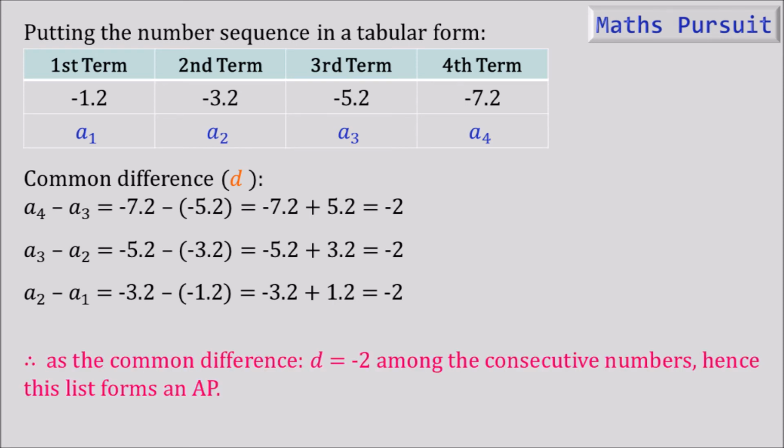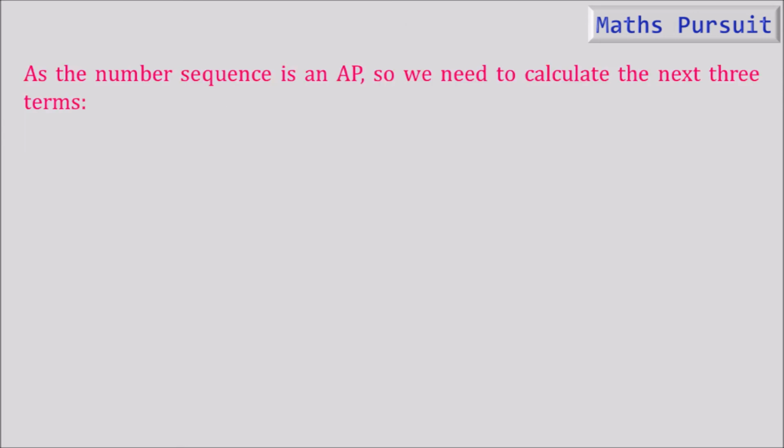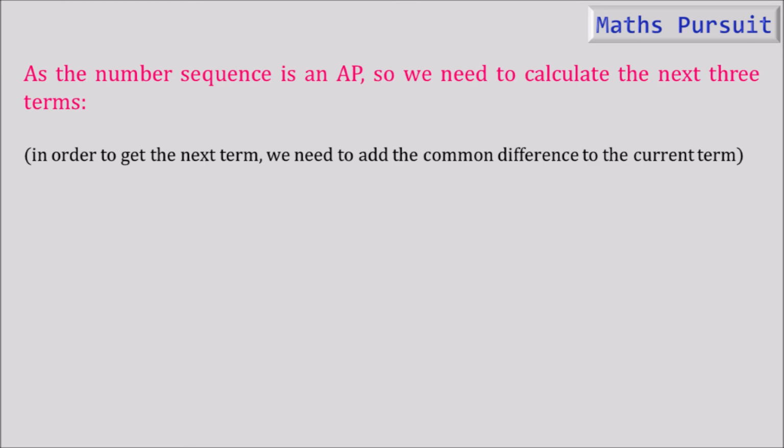Therefore, as the common difference D is equal to minus 2 among the consecutive numbers, hence this list forms an arithmetic progression. We very well know, guys, that if the common difference is the same among the consecutive numbers, then that forms an arithmetic progression. So, as the number sequence is an arithmetic progression, we need to calculate the next 3 terms. This is what we need to do as per the question. So guys, in order to get the next term, we need to add the common difference to the current term. This is what we very well know.